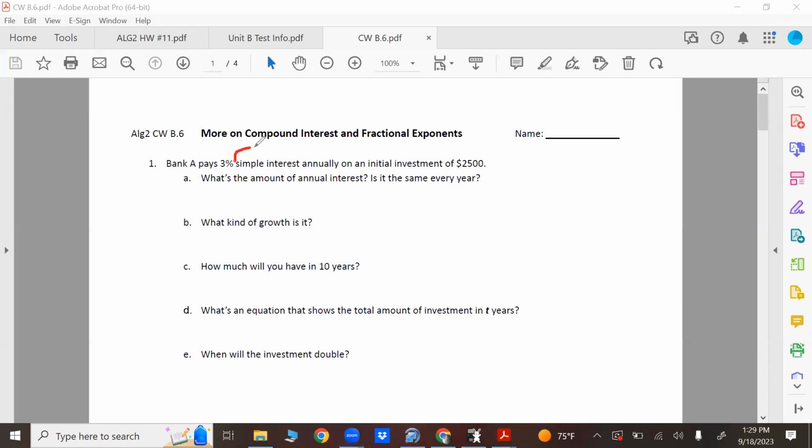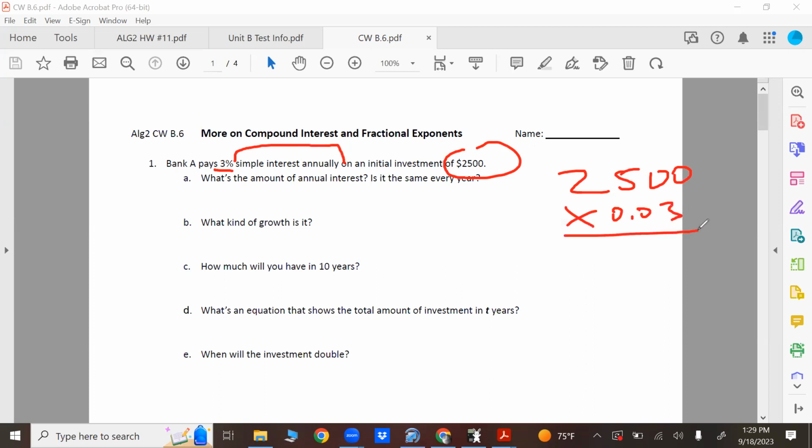Bank A pays simple interest annually with this much money and that much percent interest, right? So if it's simple interest, what you want to do is take the money and multiply by the percentage, right? If you do that together, what do you get when you multiply 2,500 by 0.03? $75.